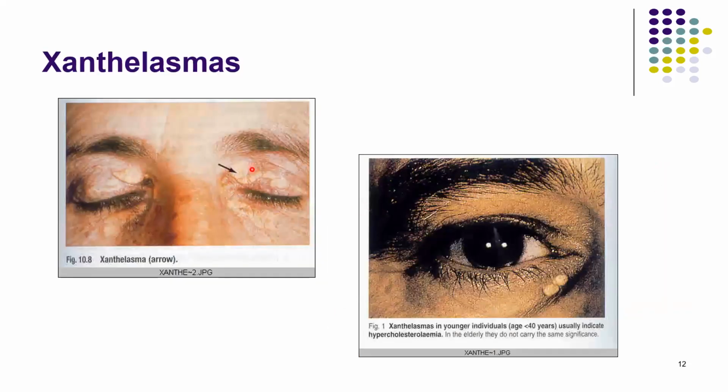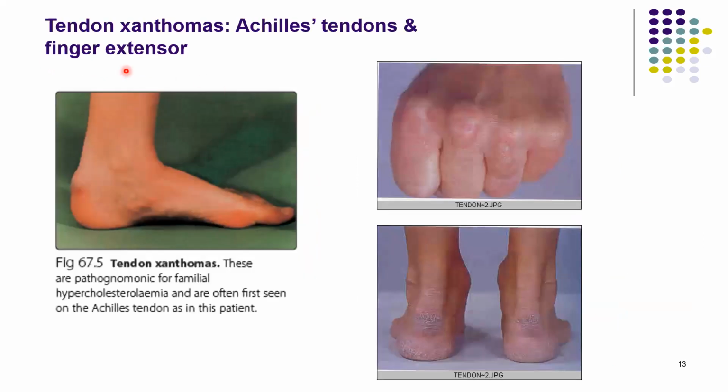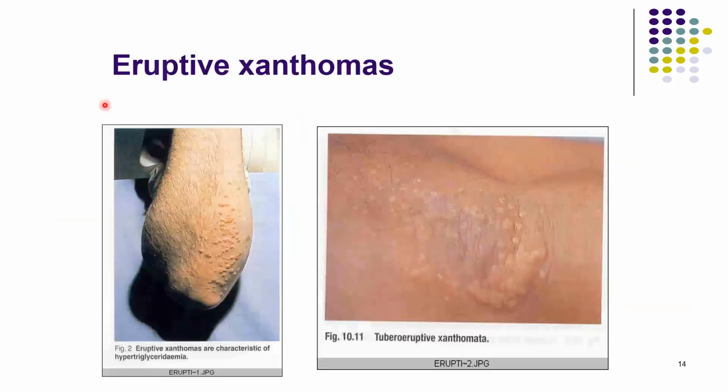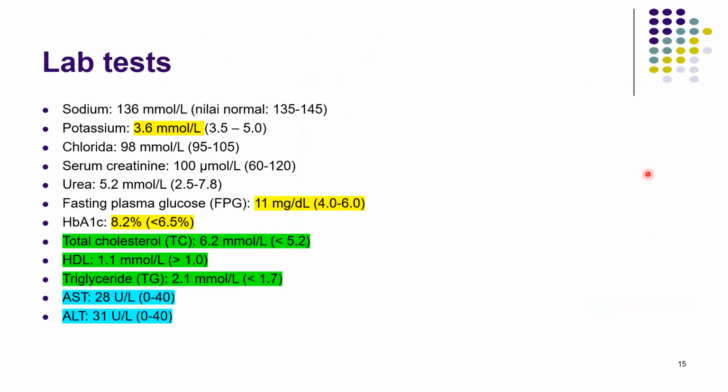So they have xanthelasma, which is deposition of lipid layer. Okay, and then we have tendon xanthoma, or Achilles tendon and finger extensor. So you can have this tendon xanthoma. You can see the tendon here has some elevation. And then we have eruptive xanthoma. You have seen people with this. Especially the xanthelasma is quite prominent, easy to observe.